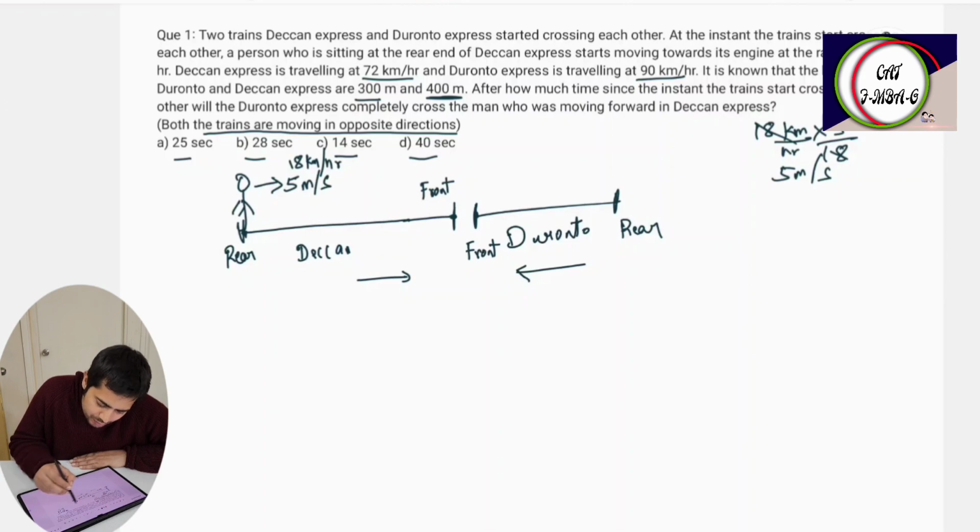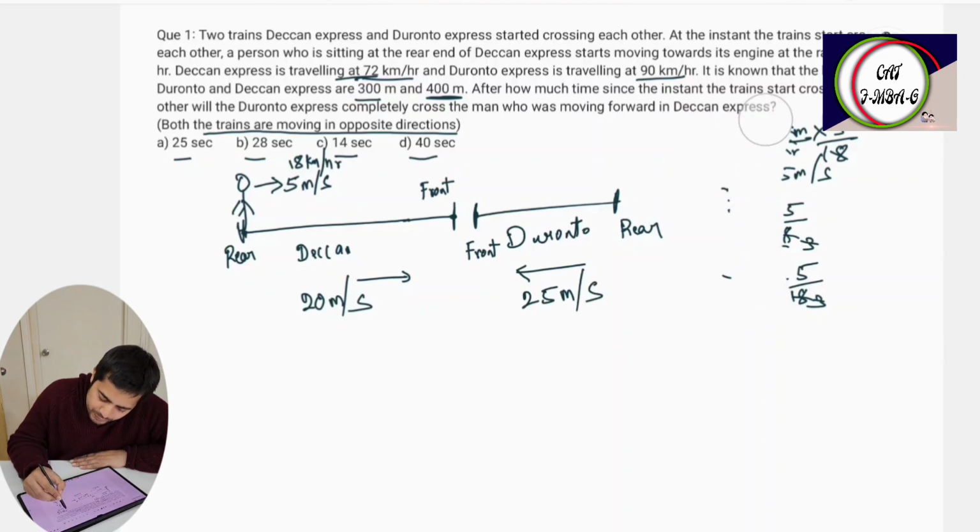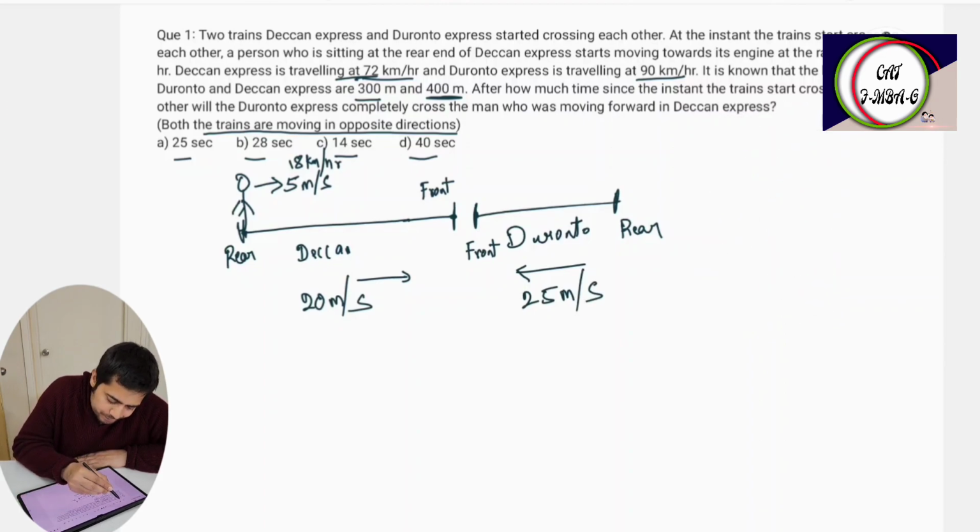Okay, and Deccan Express is traveling at 72 km per hour. So 72 into 5 by 18, which gives 20. So Deccan is moving at 20 meter per second. Okay, Duranto is traveling at 90 km per hour. So 90 into 5 by 18 gives 25. So this is moving at 25 meter per second.